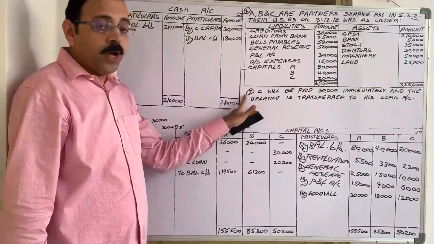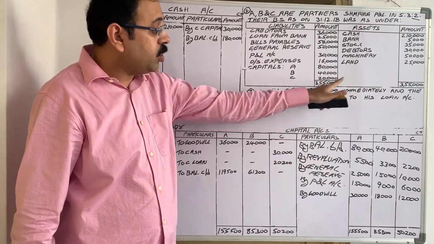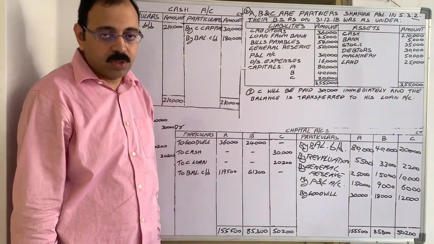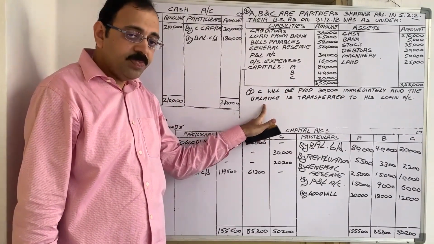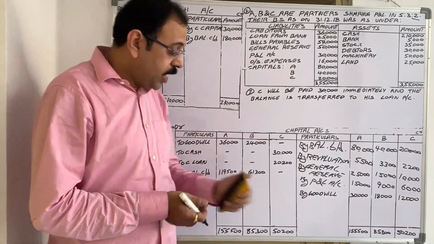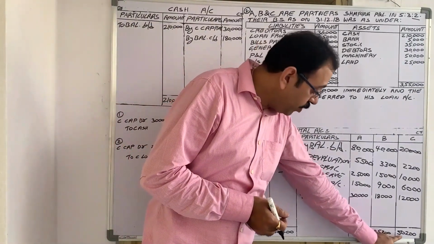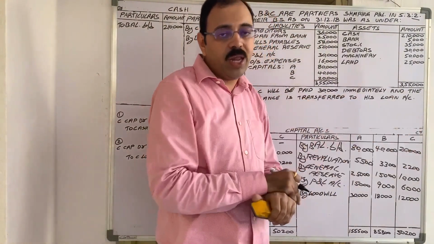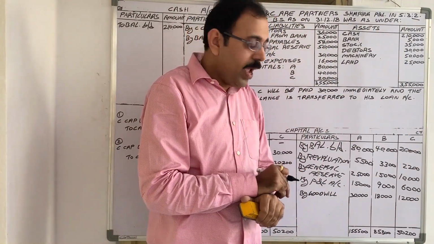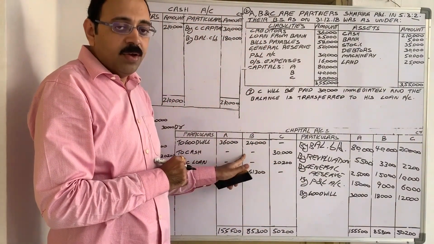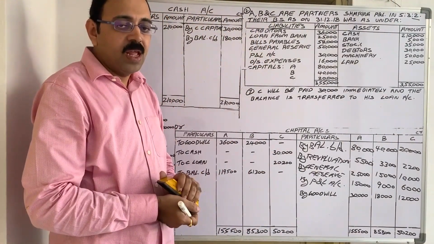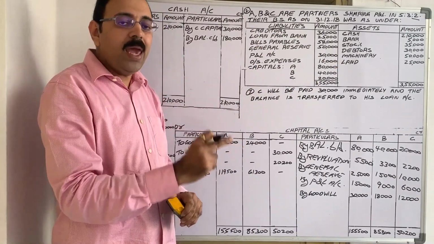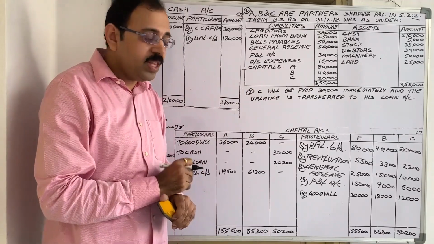Now see the seventh point. C will be paid 30,000 immediately and the balance is transferred to his loan account. So what is the new point here? In first problem, the amount due to retiring partner 50,200. Total money we transfer to his loan account. But here at the time of retirement, we paid some amount to him and remaining amount we are transferring to his loan account. When we pay amount to C, what is the entry for that?